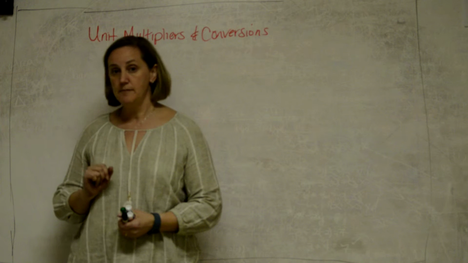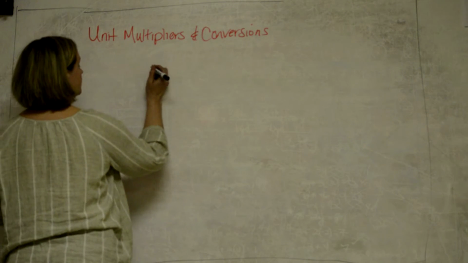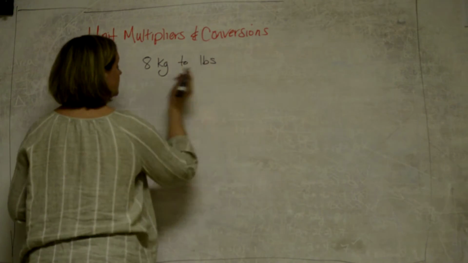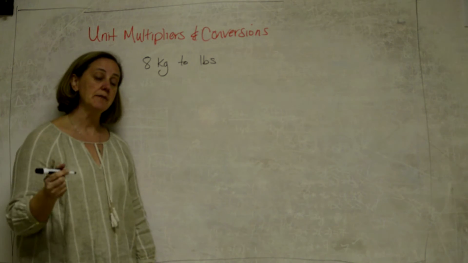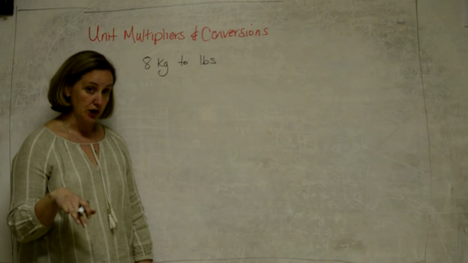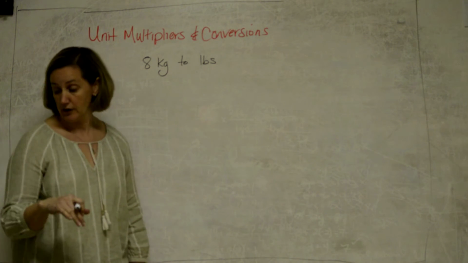Okay, hang on one sec. The only one that I think we need to make sure and do is changing 8 kilograms to pounds. Now when I change kilograms to pounds, that's not something that's intrinsically obvious. So you're going to want to look at your chart and figure out how many kilograms there are in a pound or how many pounds there are in a kilogram.